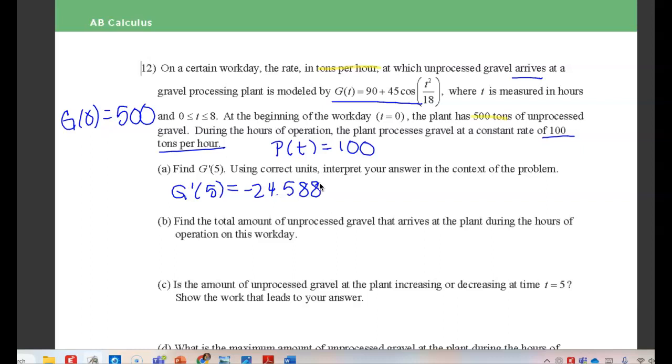So what does that mean? Well, it says use correct units to interpret your answer. If you take a derivative of a rate, that is like taking the derivative of velocity, which gives acceleration. So that means that the units are in tons per hour squared, because they were already in tons per hour. You derived it, so that made it another hour.